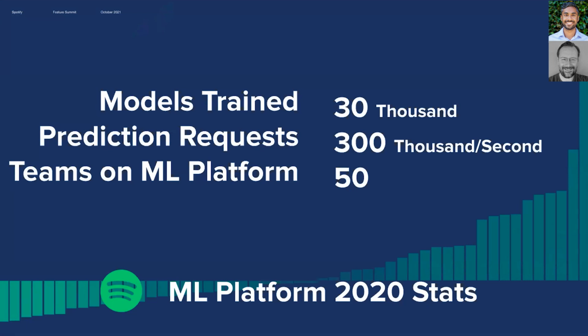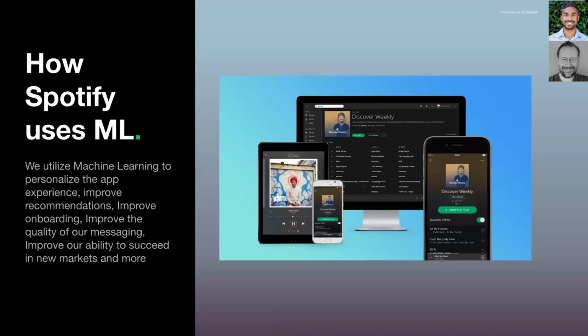with the number of use cases leveraging ML increasing constantly. You can see here we have to manage thousands of models and hundreds of thousands of requests per second with over 50 different teams using ML for a variety of use cases. In fact, we use machine learning in just about every part of the experience, everywhere from personalization, like creating playlists that customers know and love, such as Discover Weekly, to ad serving, improving onboarding, improving the quality of our messaging, and accelerating our ability to grow in new markets.